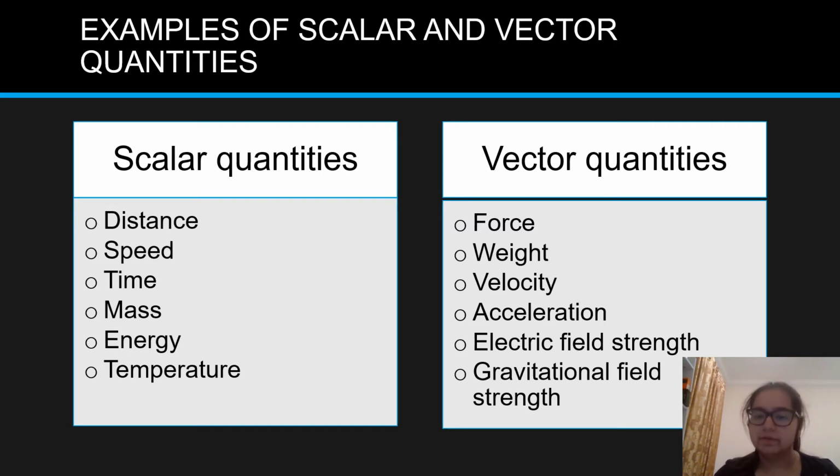Vector quantities include force, weight, velocity, acceleration, electric field strength, and gravitational field strength. When you are telling velocity, you need to tell the size as well as the direction. Same goes for force and weight. You know the weight acts downwards. How much is the weight of a person? Let's say 50 newtons, and it's acting downwards. So we are telling both, so it's a vector quantity.